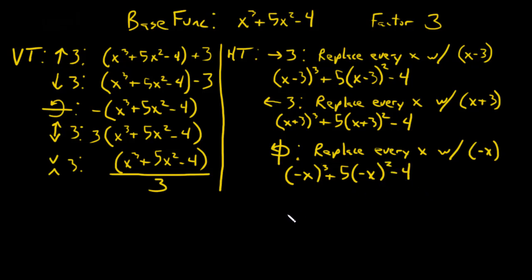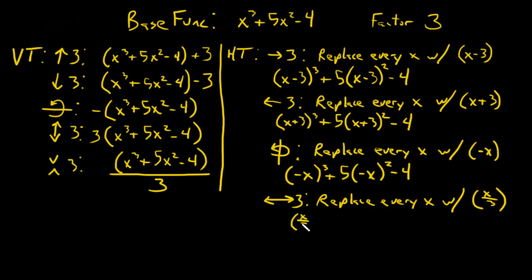Okay? Now, let's say I want to stretch it horizontally by a factor of 3. So if I want to do that, I'm going to replace every x with what? Yep. It is not what I would expect. If I want to stretch it horizontally, I need to divide by that factor. So x divided by 3. So every x becomes x over 3. So I get (x over 3) cubed plus 5 times (x over 3) squared minus 4.